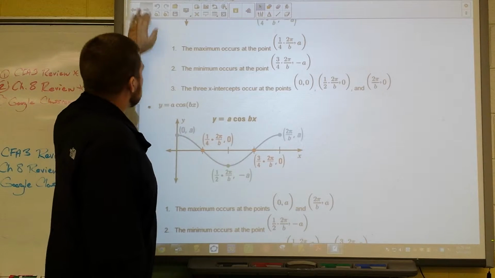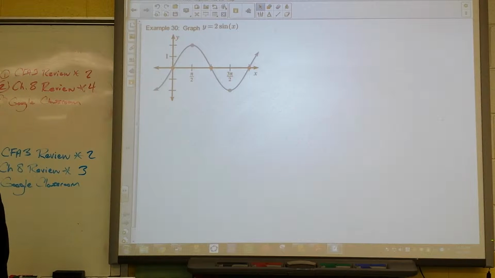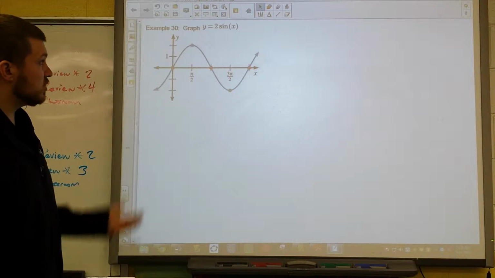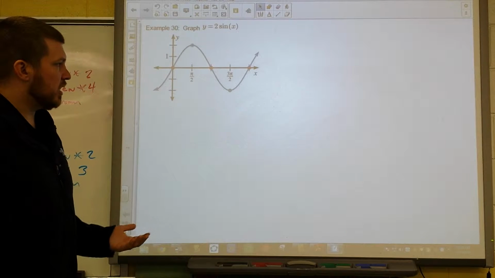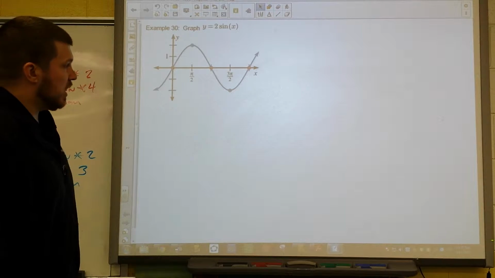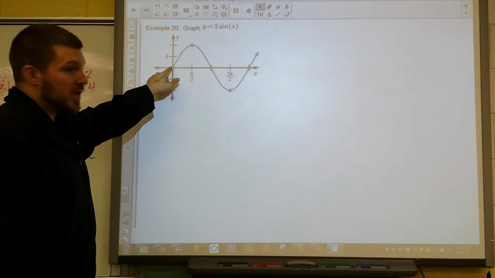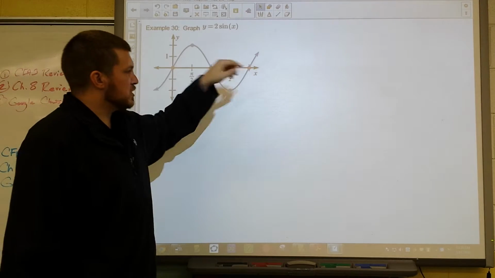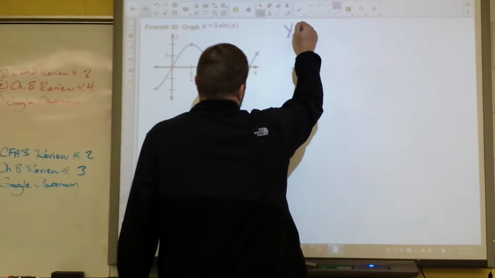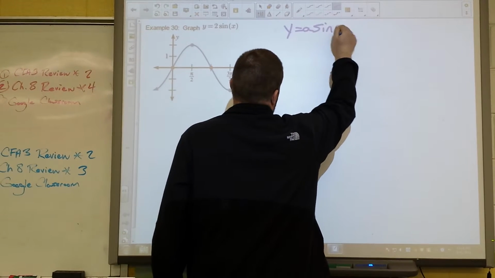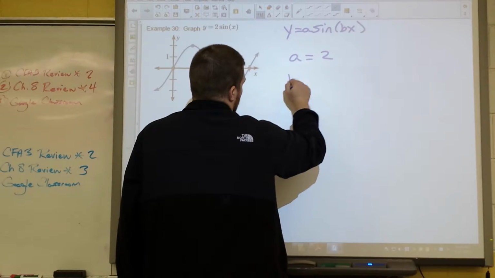All right, and in example 30, we have the graph of y equals 2 times the sine of x. So I just want to go through and talk about a couple things. First off, what's A, what's B, so that way we can calculate the amplitude and the period of this graph. Again, we know that since it's sine, it always starts its period at y equals 0, and it finishes its period at y equals 0. Based on the pattern y equals A sine of bx, A is 2 and B is 1.